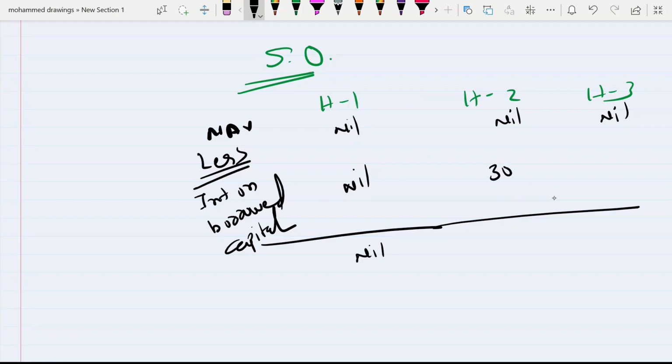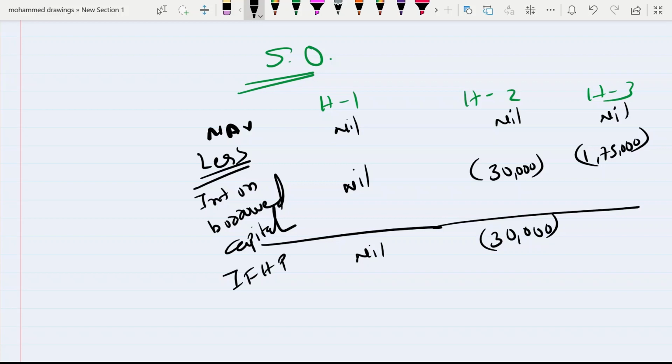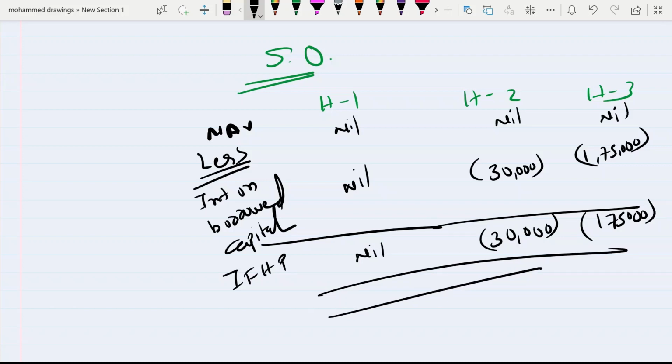In the third house, the maximum deduction which is permissible is 30,000. For house 2, 1,75,000 is available as a deduction. So what is the income from house property? For house 1 nil, if all the property is self-occupied. House 2, 30,000 negative, and 1,75,000 negative income. So this you have to keep in mind.